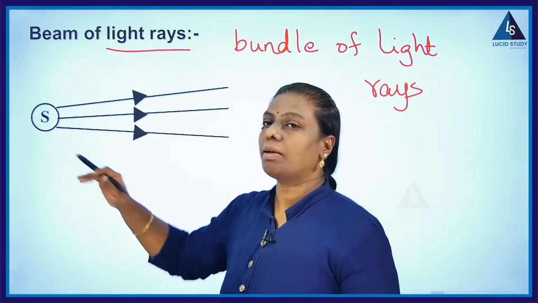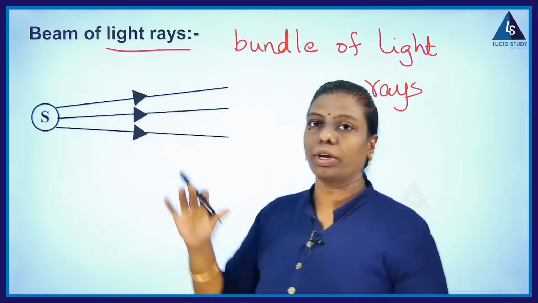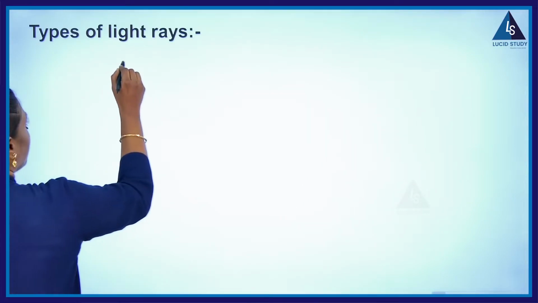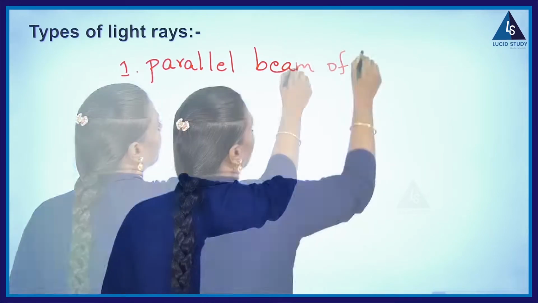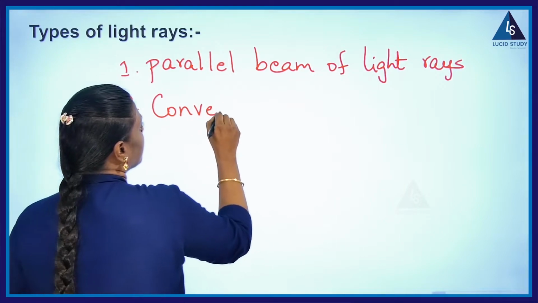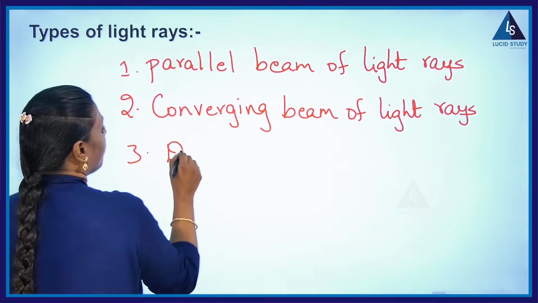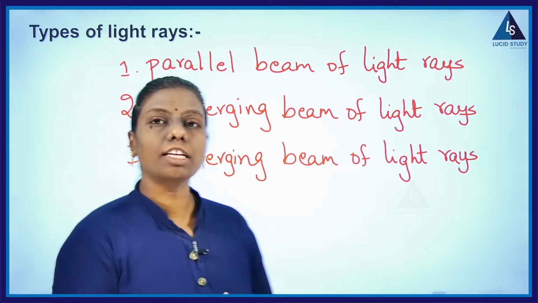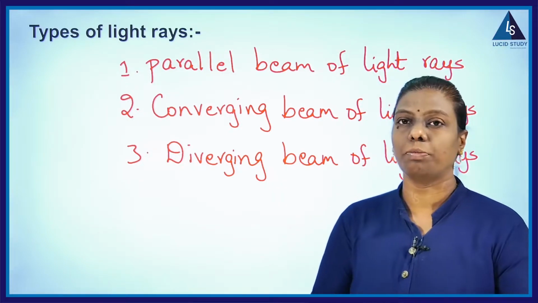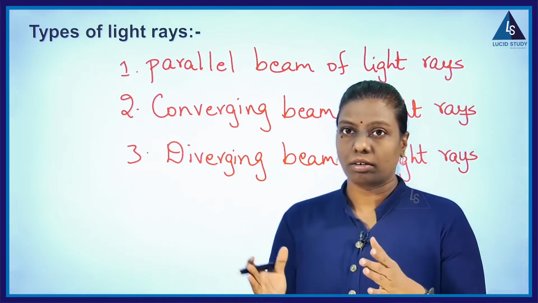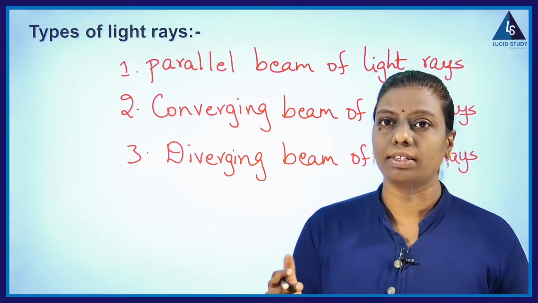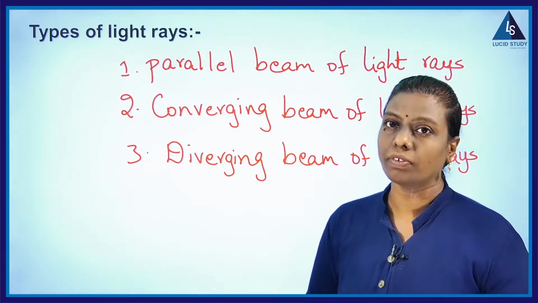If you observe from the sun, different beams of light rays come here. So here we have different types of light rays. The first one is a parallel beam of light rays, the second one is a converging beam of light rays, and the third one is a diverging beam of light rays. Parallel itself says that when light rays are parallel to each other, if they are not coinciding, then we call it a parallel beam of light rays.